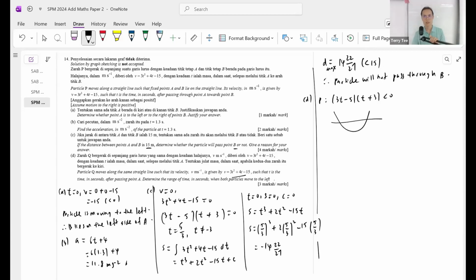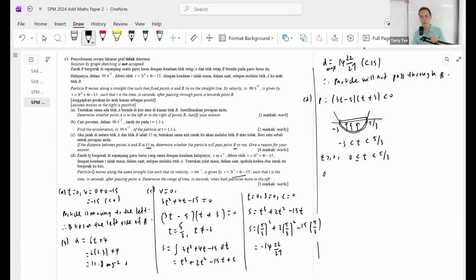Remember quadratic inequality, we can sketch a graph, negative 3 and 5 over 3, less than 0 is in between, right? So what's your t value? t is between this. But actually you can ignore negative. You know why? Time cannot be 0, cannot be less than 0. So this is the range of values for t when particle P is traveling to the left.